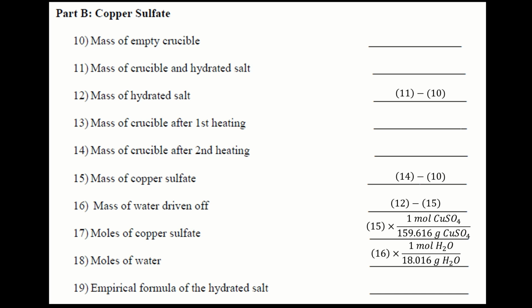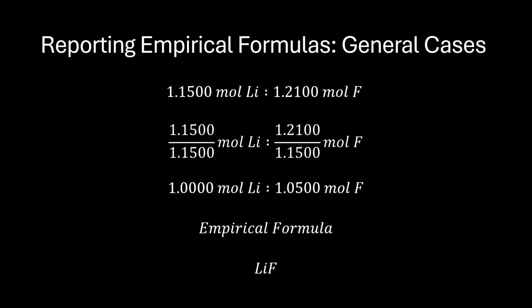Now, water, being 2 hydrogens and 1 oxygen, has a molar mass of 18.016 grams per mole. Take the reciprocal of that multiplied by your recorded value on line 16, and that will simply be what you put in for line 18.